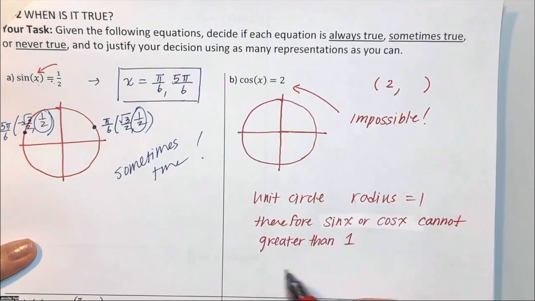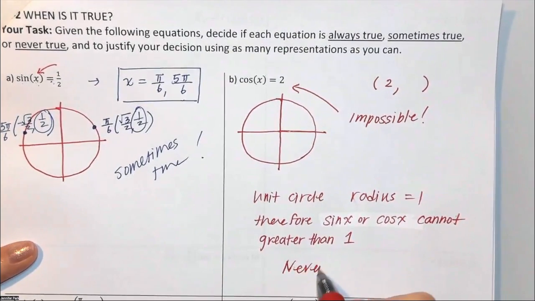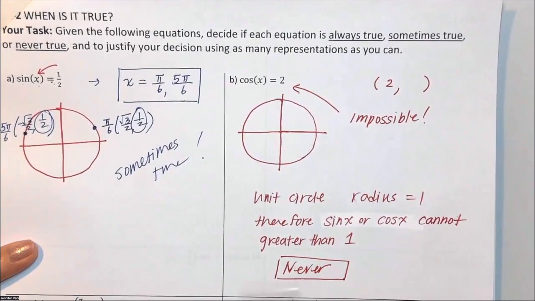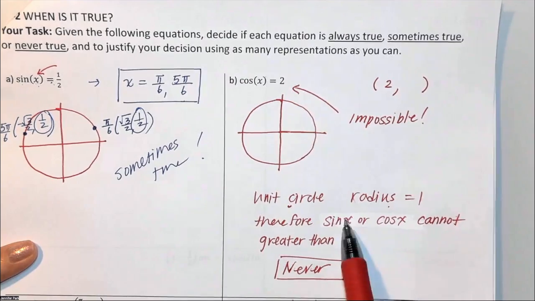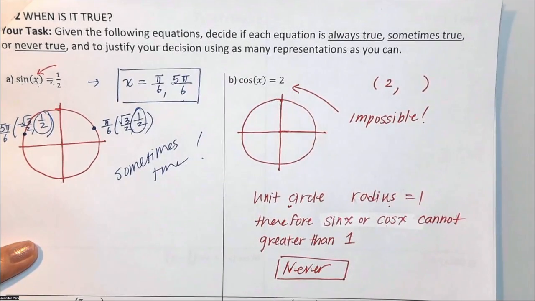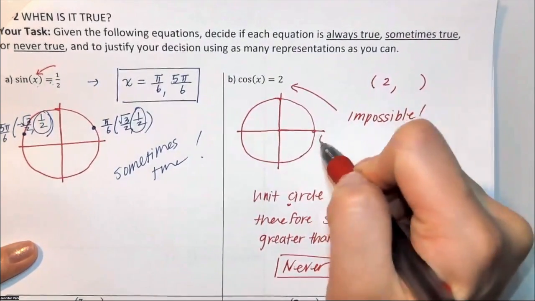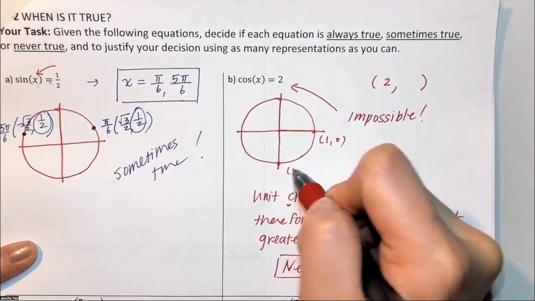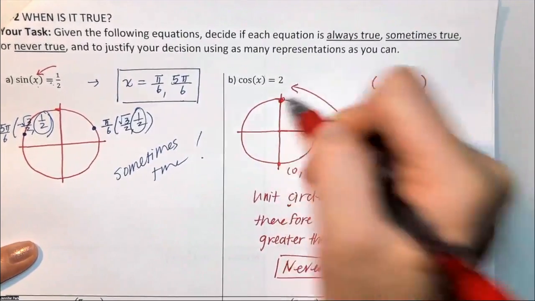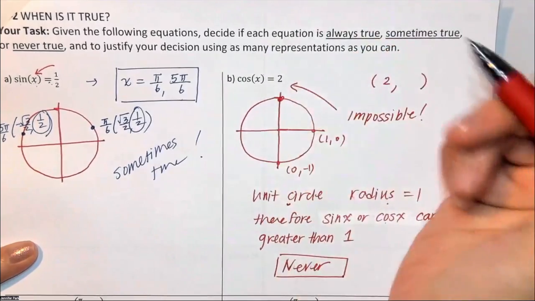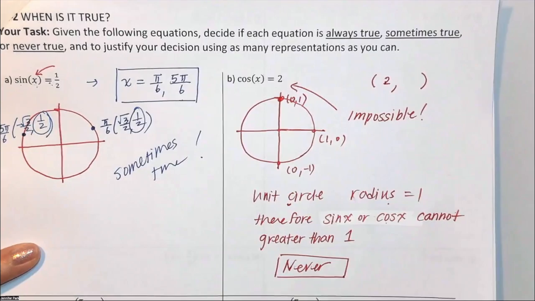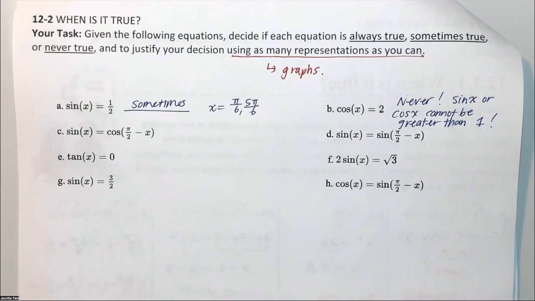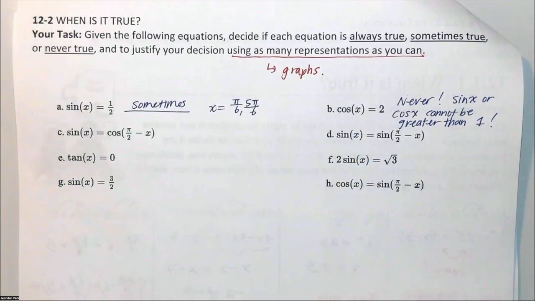So we're going to say this is never true. The reason for that is because it's a unit circle, which has a radius of 1, so a sine or cosine value cannot be greater than 1. You could have (1, 0) or (0, -1). It can only go up to -1 or 1, but it can't be over that value, right? All right, so far we talked about A and B.